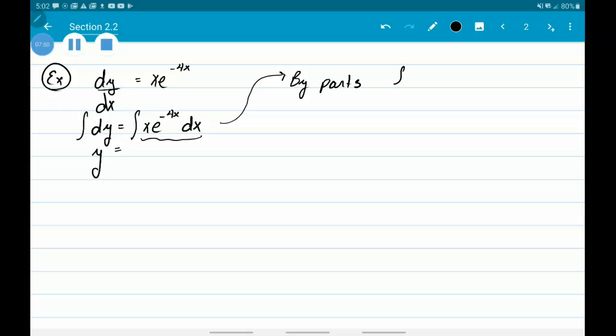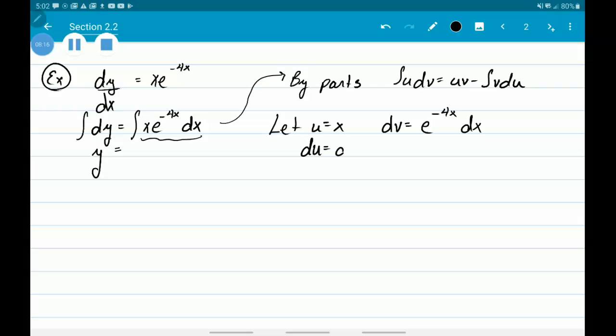Remember, the formula for by parts is integrating u dv is uv minus the integral of v du. So in this case, we are going to choose u to be x, and we're going to choose dv to be e to the negative 4x times dx. So if we choose u to be x, then the derivative of u is 1 dx. If we choose v to be e to the negative 4x dx, then we have to integrate that to get v. So I'm going to do some side work over here.